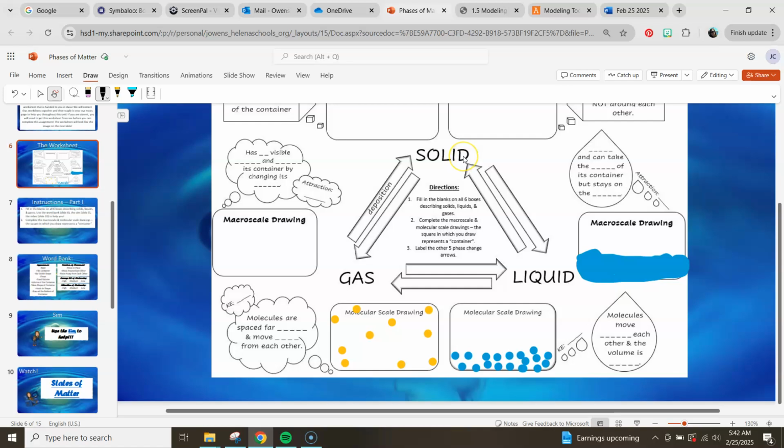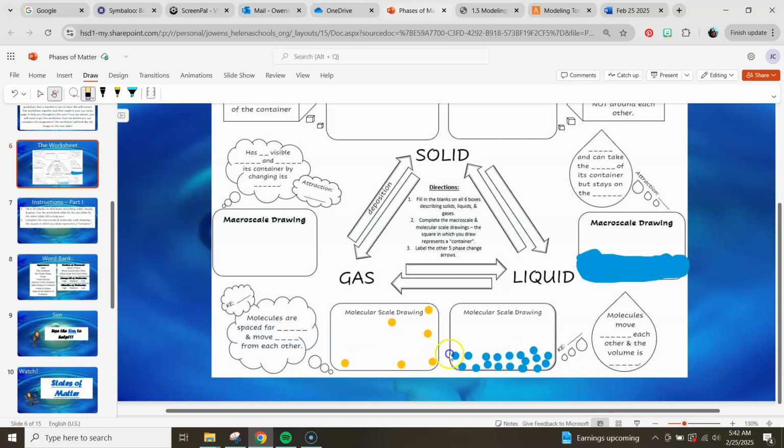Liquid to a solid is freezing. And then solid to a gas is sublimation. This is what we see when we look at dry ice. It goes directly from being a solid directly to a gas. It never exists in a liquid form in a substance like that. Okay, so that's the answer to your note.